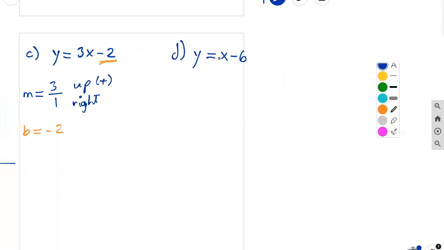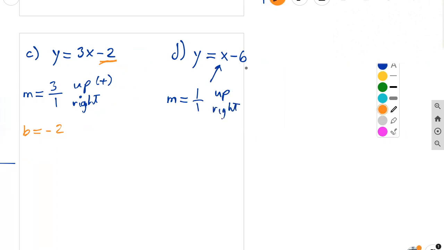So here we don't have a coefficient in front of x. You don't see anything. So you have to assume that it's a 1. If I don't see a number, it's a 1. It's always assumed like that. And 1 as a fraction will be 1 over 1. So from my y-intercept point, I'm going to go up 1 and then go 1 to the right.